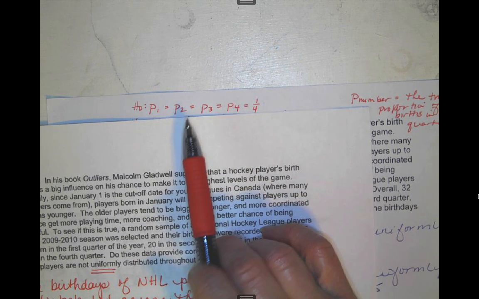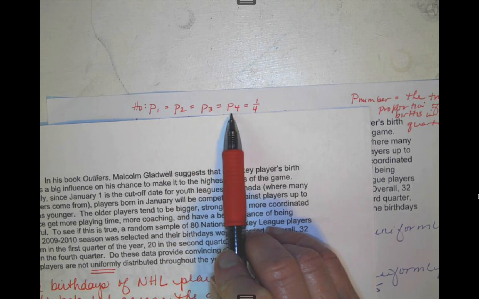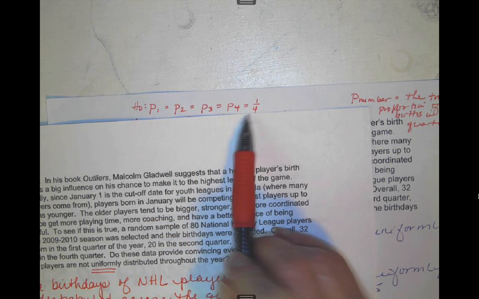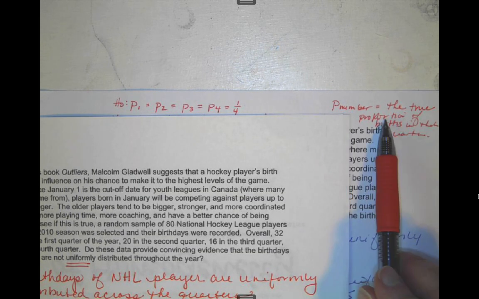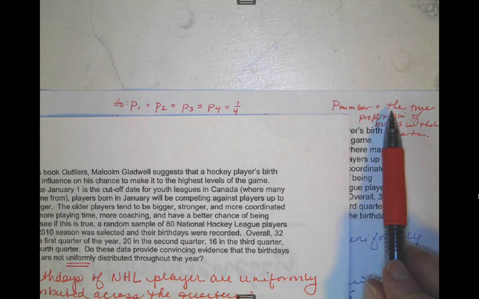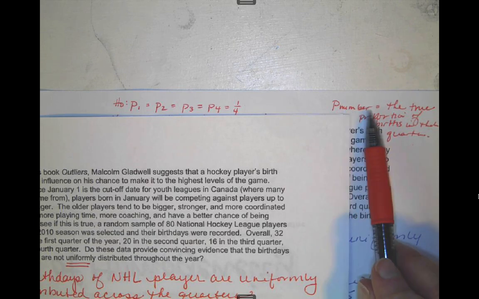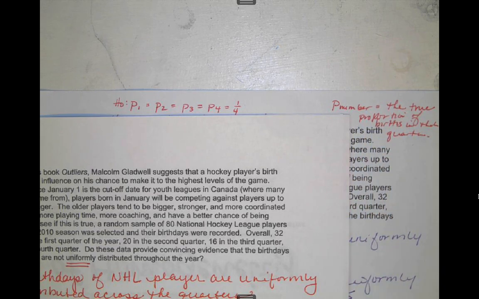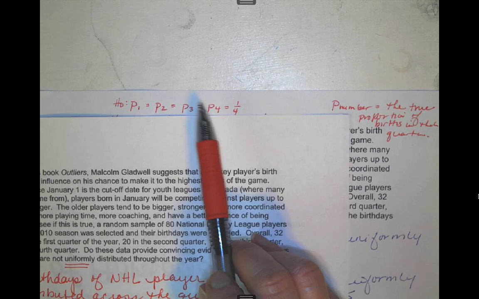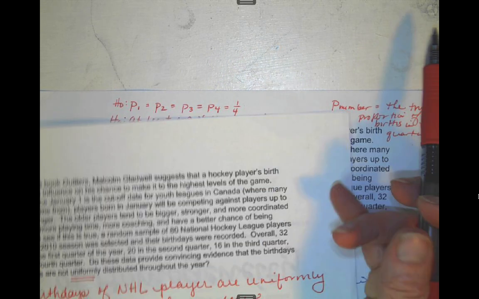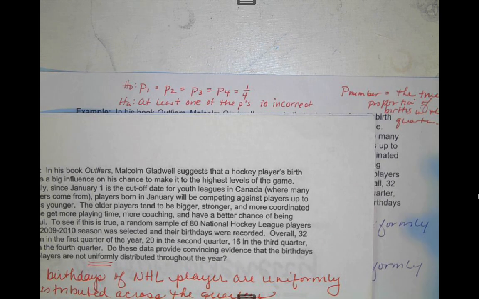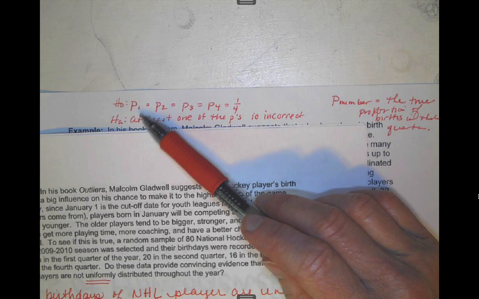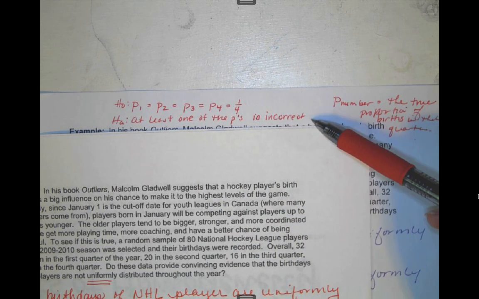The other way we could write this null hypothesis is that we can say that P1 is equal to P2, equal to P3, equal to P4, which is all equal to 1/4. And those different P's, so I wrote P number, is the true proportion of births in that quarter. So P1 would be the true proportion of births in quarter 1. P2 would be the true proportion of births in quarter 2, and so on. I'm setting it equal to 1/4 because there's 4 of them, so to make them uniformly distributed, they'd all have to be 1/4. If you're going to write your null like this, then the alternative is going to say at least one of the P's is incorrect. So at least one of these is wrong, which obviously will make 2 of them wrong.